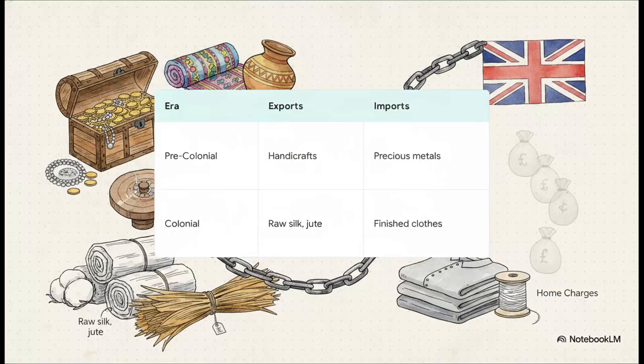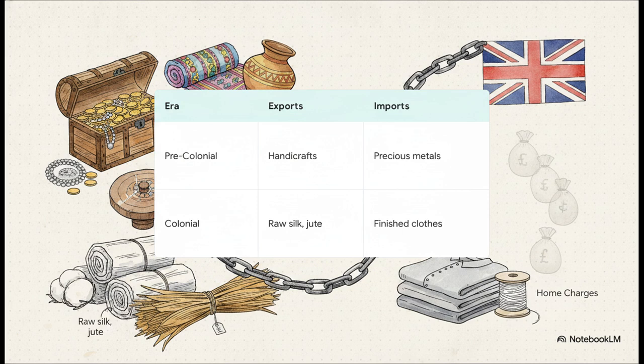All of this infrastructure facilitated a massive transformation in foreign trade. Notice how pre-colonial India exported finished goods and imported precious metals. But under colonial rule, this flipped entirely. India became an exporter of primary raw materials like cotton and indigo, and an importer of finished British consumer clothes.